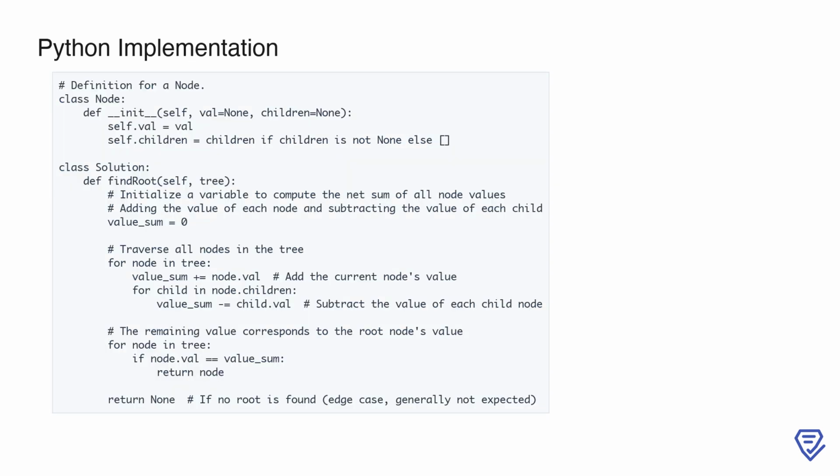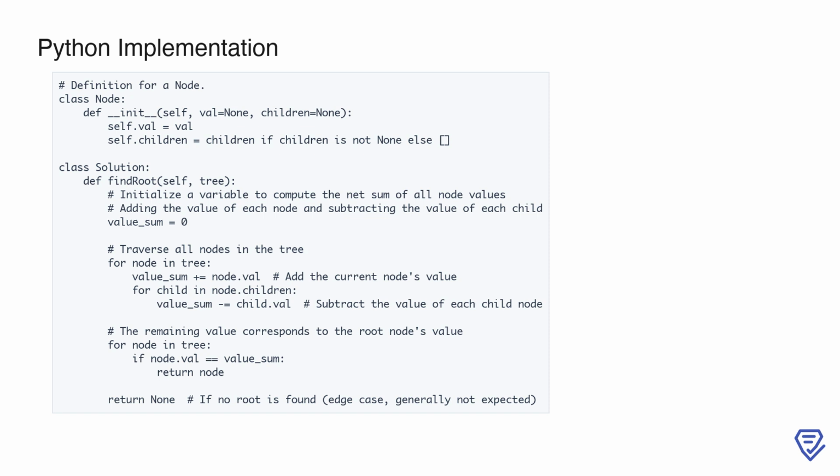This solution addresses the problem of finding the root of an N-Ary tree. The root is defined as the node that is not referenced as a child by any other node. Step-by-step explanation. 1. Node class. The provided node class represents each node in the tree. It stores the node's value, val, and its list of children.